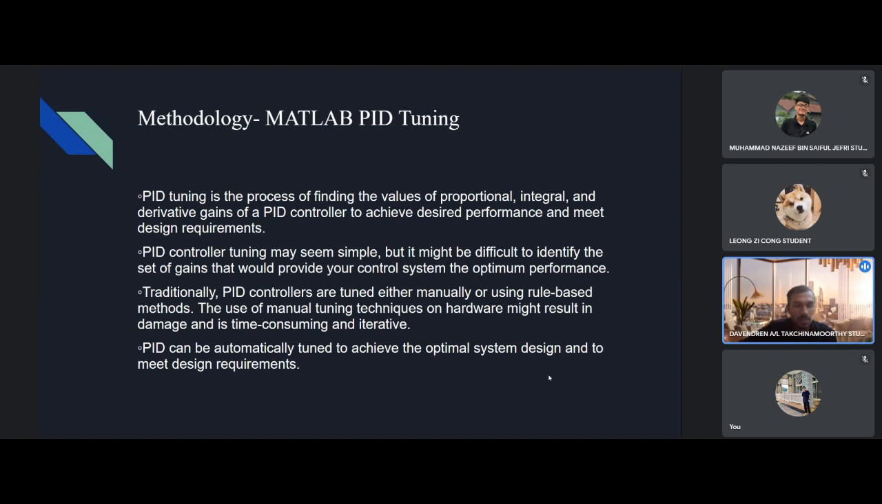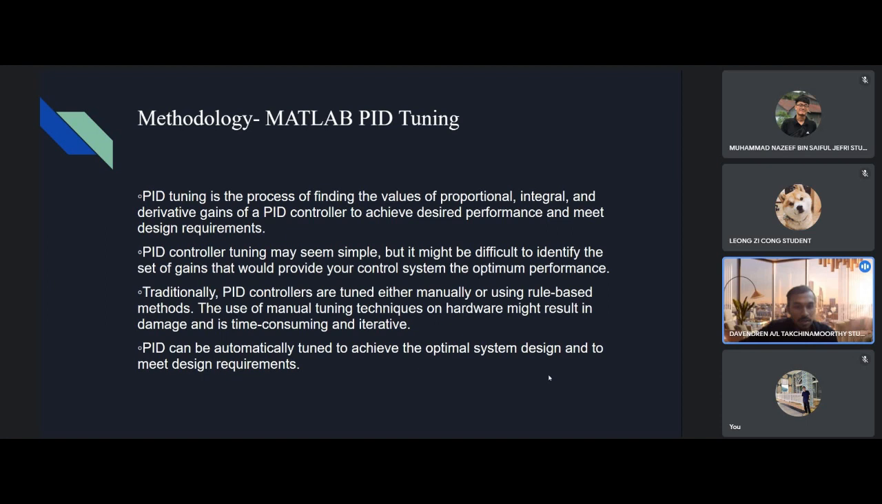For the methodology, MATLAB PID tuning. PID tuning is the process of finding the values of proportional, integral, and derivative gain of a PID controller to achieve desired performance and meet design requirements. PID controller tuning may seem simple, but it might be difficult to identify the set of gains that will give your control system the optimum performance.